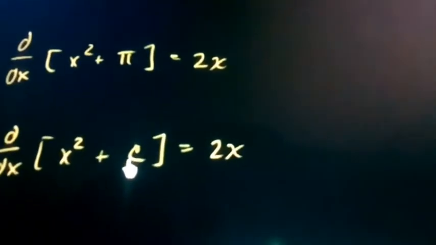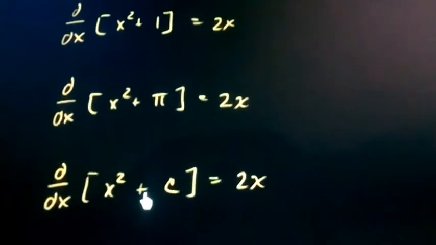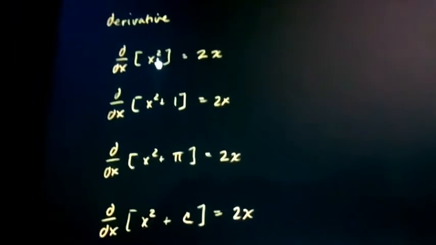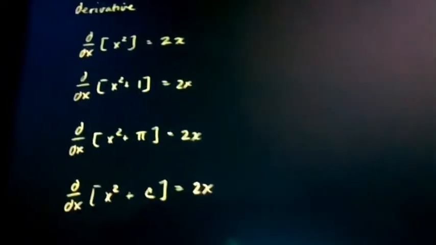The derivative of a constant with respect to x: a constant does not change with respect to x, so it's just equal to 0. So you take the derivative, you apply the derivative operator to any of these expressions, and you get 2x. Now let's go the other way around. Let's think about the antiderivative.